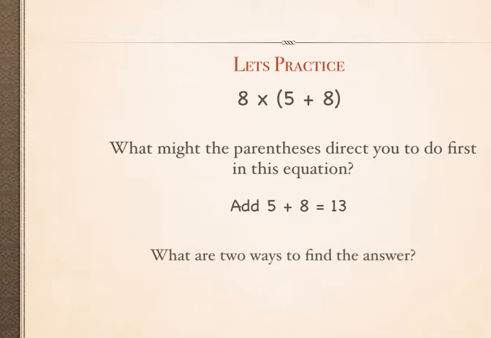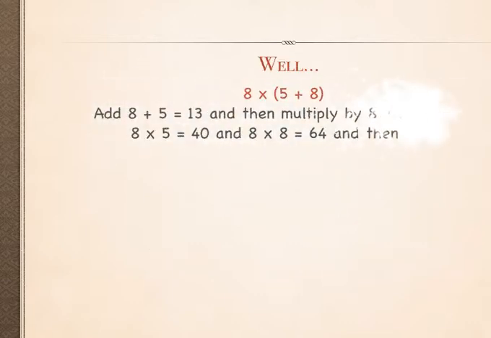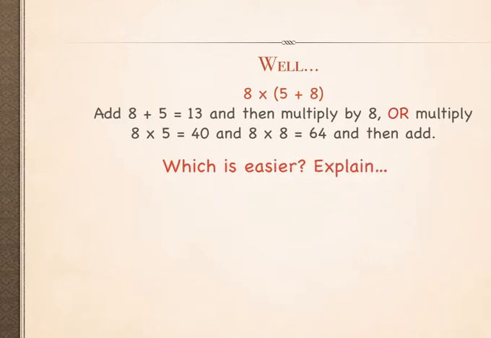What are 2 ways to find the answer, though? Well, we could add 8 plus 5 and get 13, then multiply by 8, or we could distribute that 8. So 8 times 5 would be 40, and then 8 times 8 would be 64. Then we could add those 2 numbers together. So which is easier? Pause the video and just think about that for a minute.